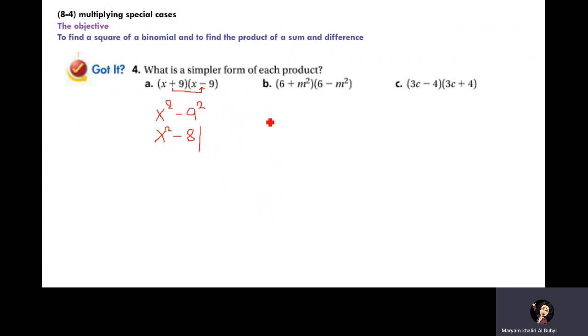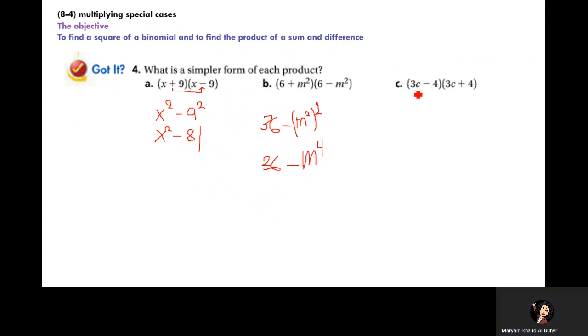Here, exactly the same idea. 36 minus, from the rule, directly you will say minus m to the power 2, all this to the power 2. Please don't forget that. Not because the power 2 is already here, you will directly say it. No. So 36 minus m to the power 4.